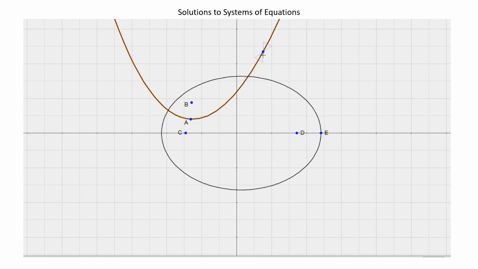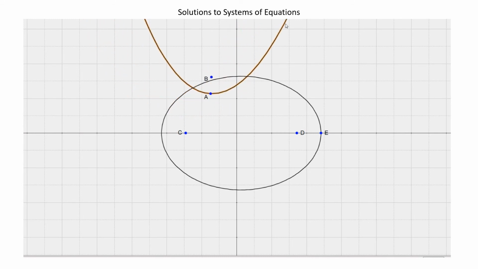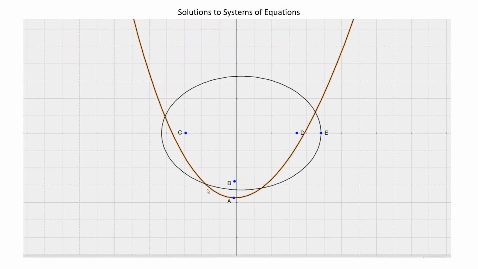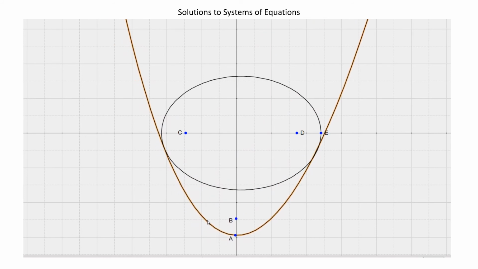With an ellipse and a parabola, or an ellipse, a circle and a parabola, we could have 2. We could have 1 where it's just tangent, and that could be a few different places. We could have none if it's just outside of it, and that could happen all sorts of places. In fact, there for a second we had none where it went around.